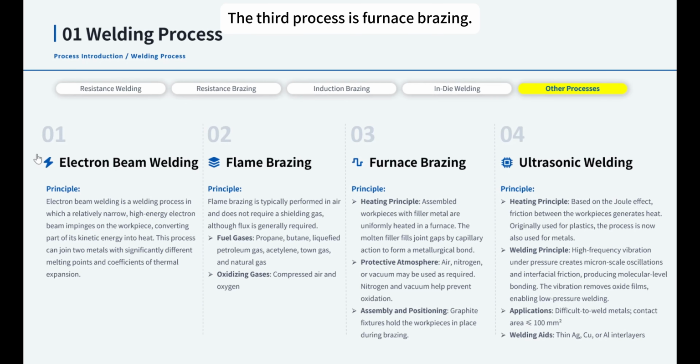The third process is furnace brazing. Assembled workpieces with brazing filler metal are placed in a furnace and heated uniformly until the filler metal melts. Once molten, it is drawn into the joint gaps by capillary action. As it cools and solidifies, it forms a metallurgical bond. Depending on the application, furnace brazing may be carried out in air, a protective atmosphere such as nitrogen, or a vacuum. A protective atmosphere or vacuum helps reduce oxidation. Graphite fixtures may also be used to hold the workpieces in position and maintain joint alignment during heating.